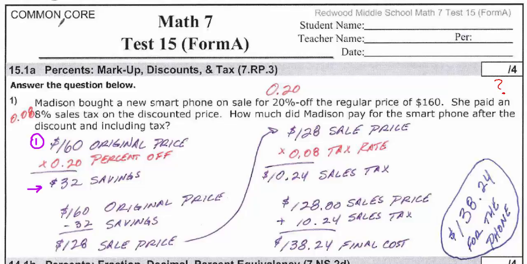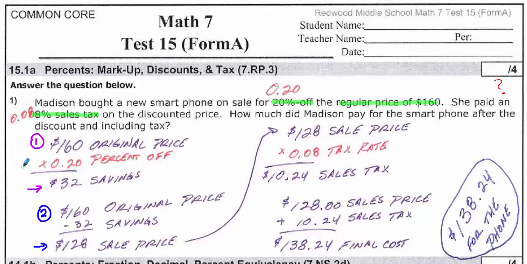On the second step, which follows right here, our goal is to find the sale price. So in step 1, we took the original price. We took the percent, 20% right here, 20% as a decimal. In fact, let me go back into the problem for just a minute. The 3 important pieces of information you need: 20% off, regular price $160, 8% tax. That's all the information you need in this problem.